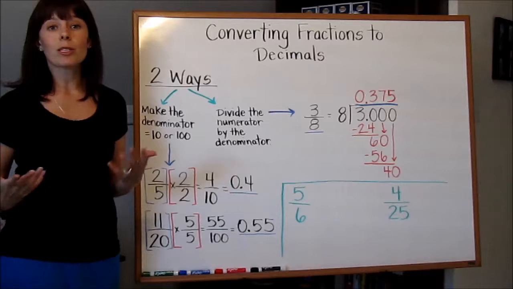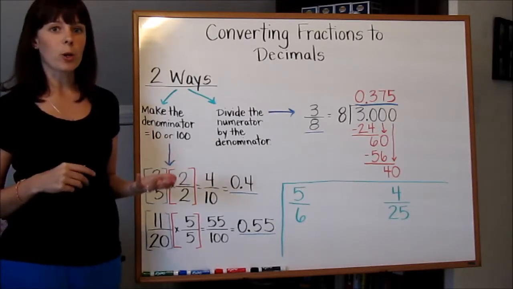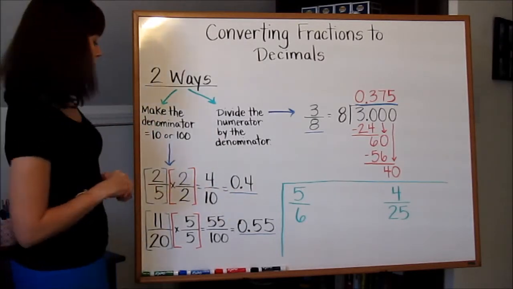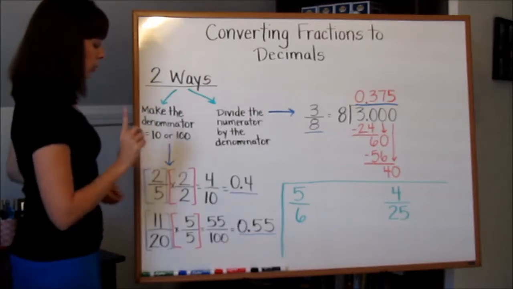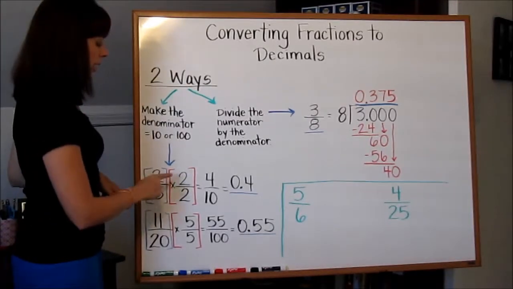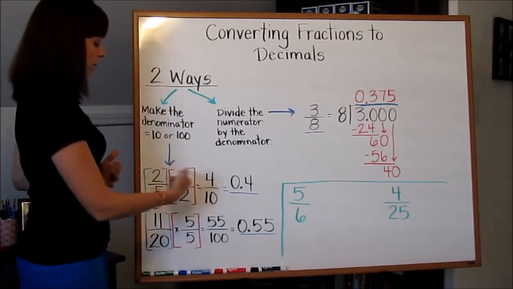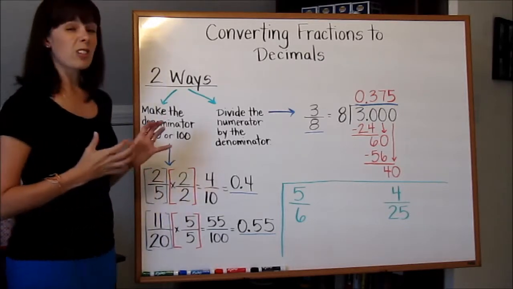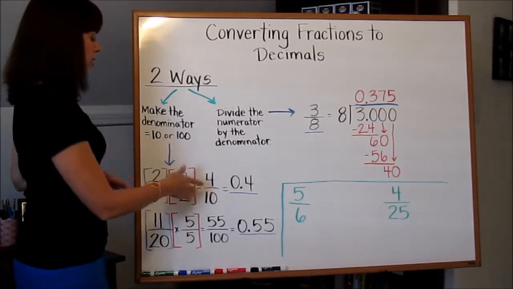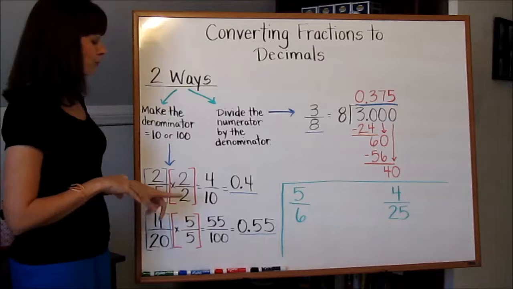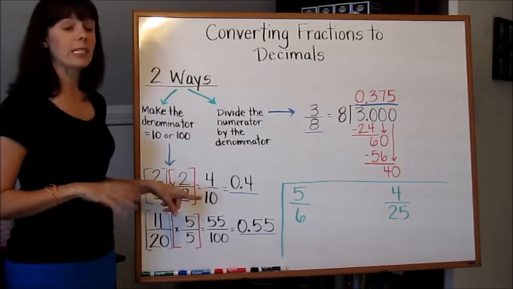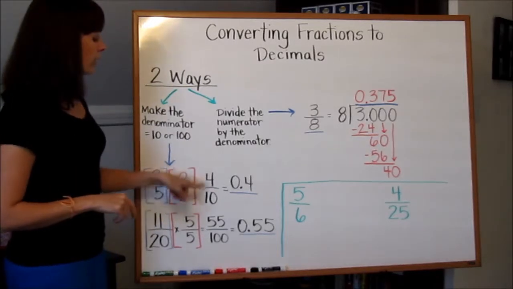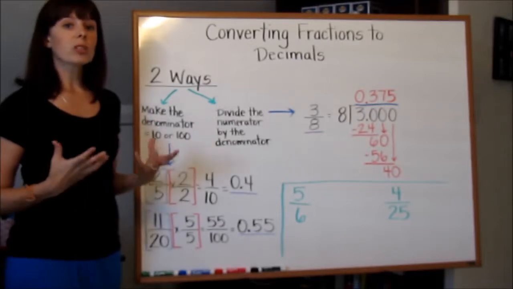We know that any number times 1 is that same number, or an equivalent value of that same number. So 2/2 is equal to 1 whole. 2/5 times 1 whole is going to give me the same amount as 2/5, but just in different form, just different numbers, which is 4/10. And now my denominator is equal to 10. And if you read this fraction, you say 4/10.